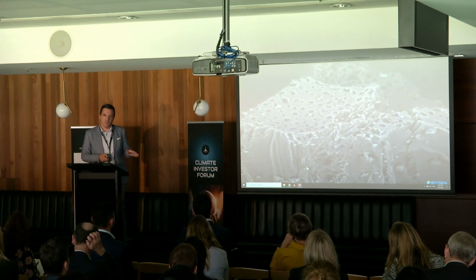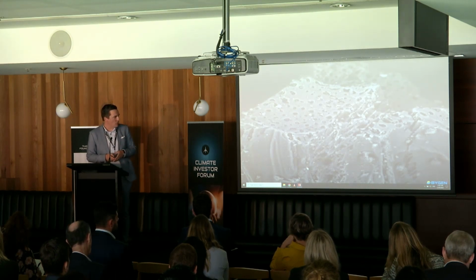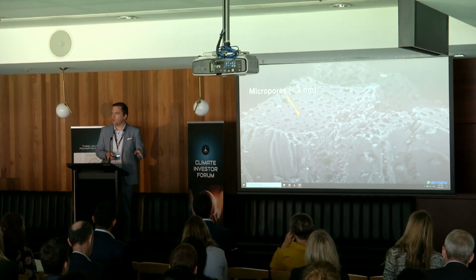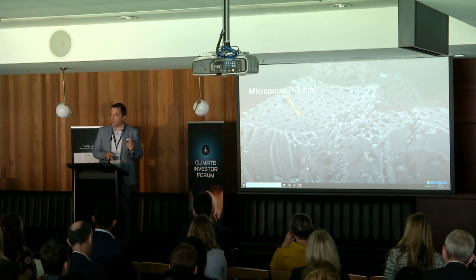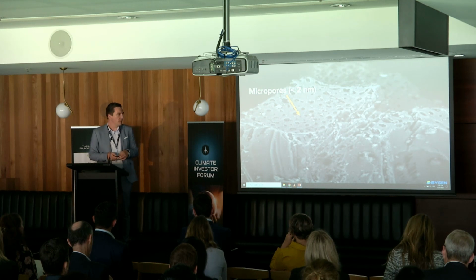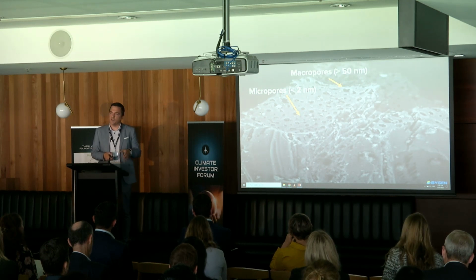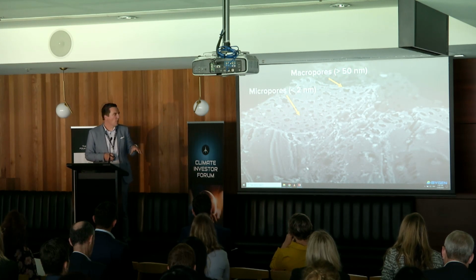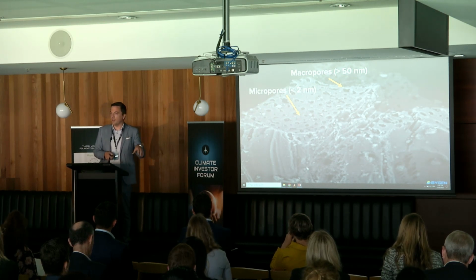All of this surface area comes from the presence of small holes called pores. The smallest of these pores are called micropores. They're around 2 nanometers in size, about 1,000 times smaller than a human hair. And the largest of these are called macropores. They're around 50 nanometers in size. And it's inside these pores that the chemicals get stuck and can't be removed.